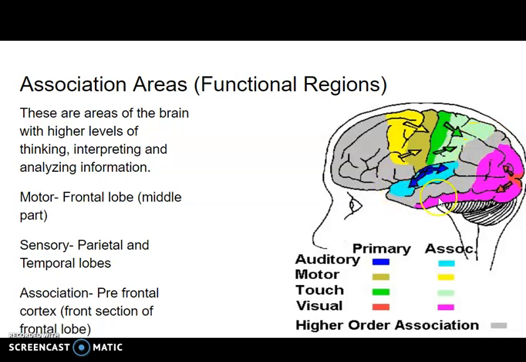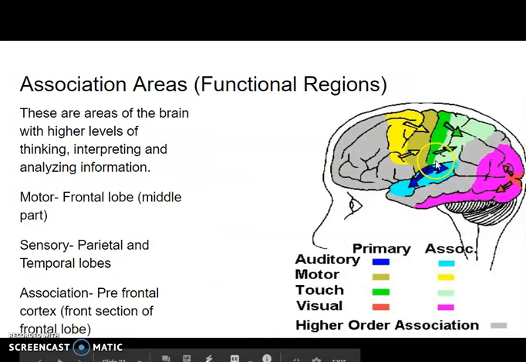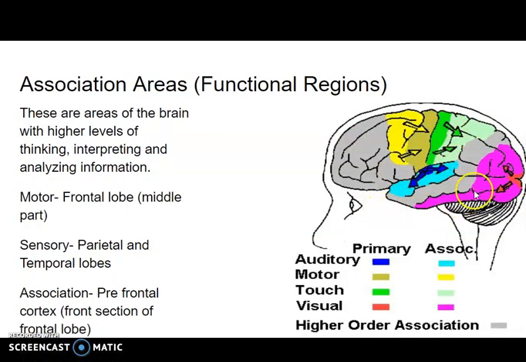And that's pretty common because if you think about where your ears are located and how many things are associated with equilibrium and stuff like that. And then finally, association. That's the very prefrontal cortex here. And that is not very hard to figure out, all right? So association areas, don't get stuck on thinking that one area is specific for one thing, all right?